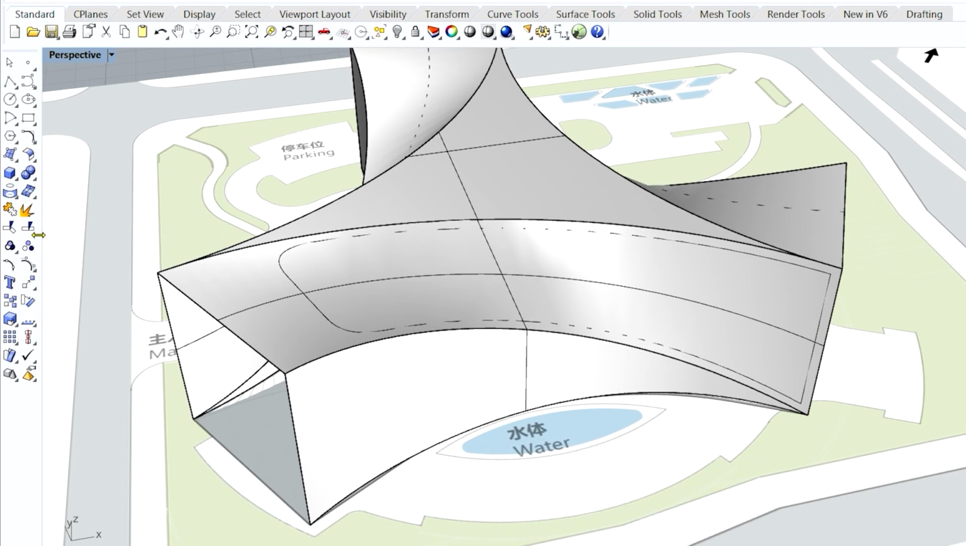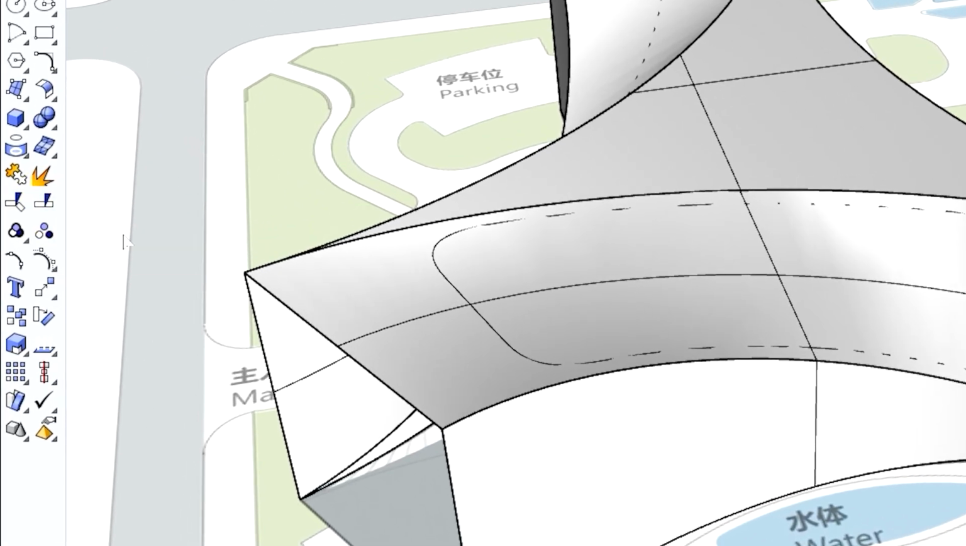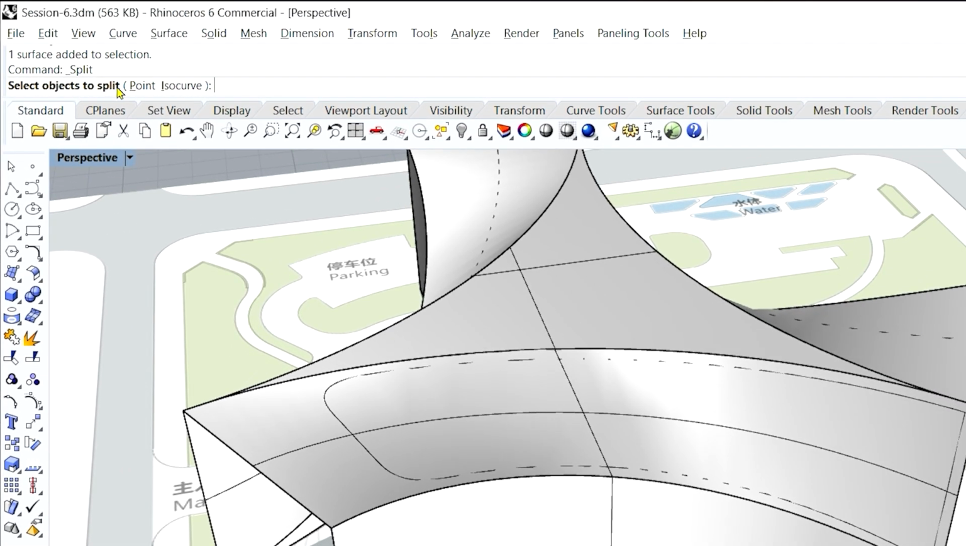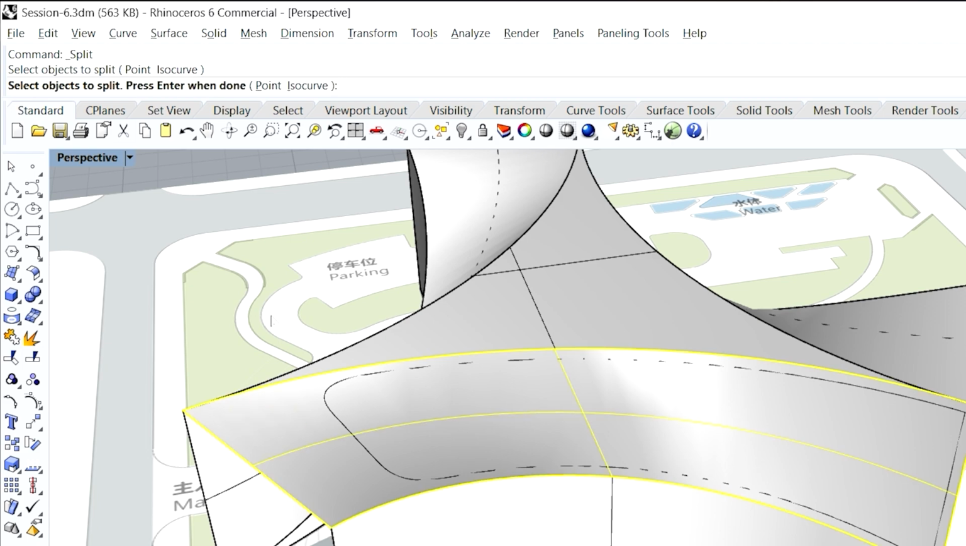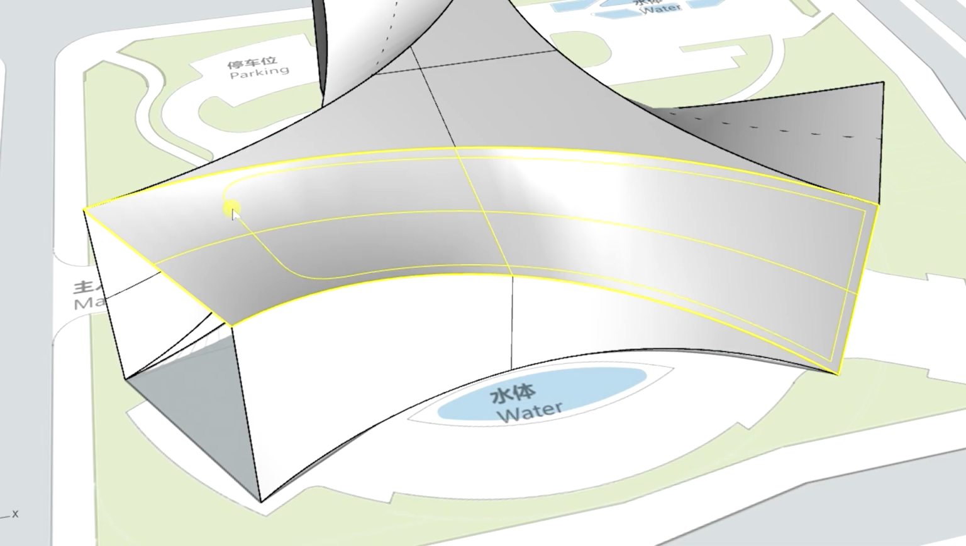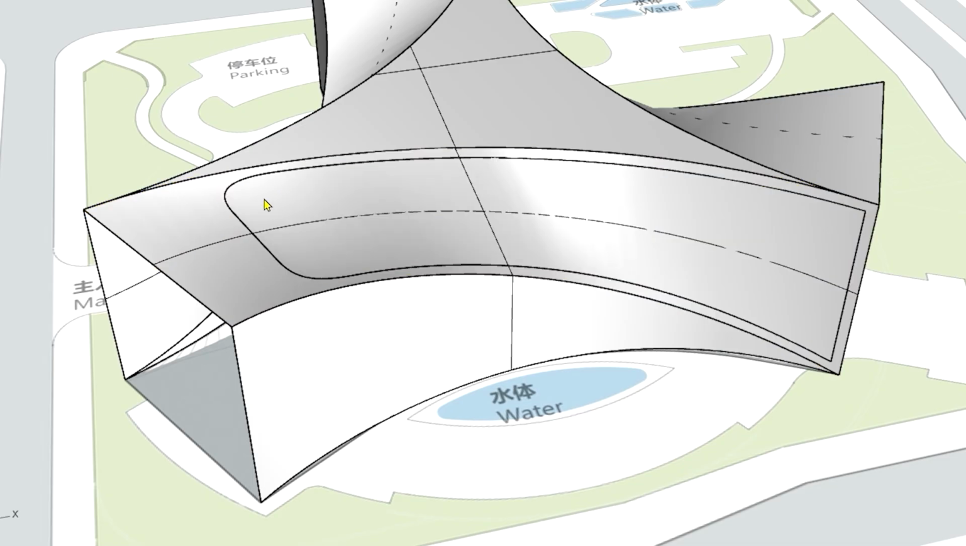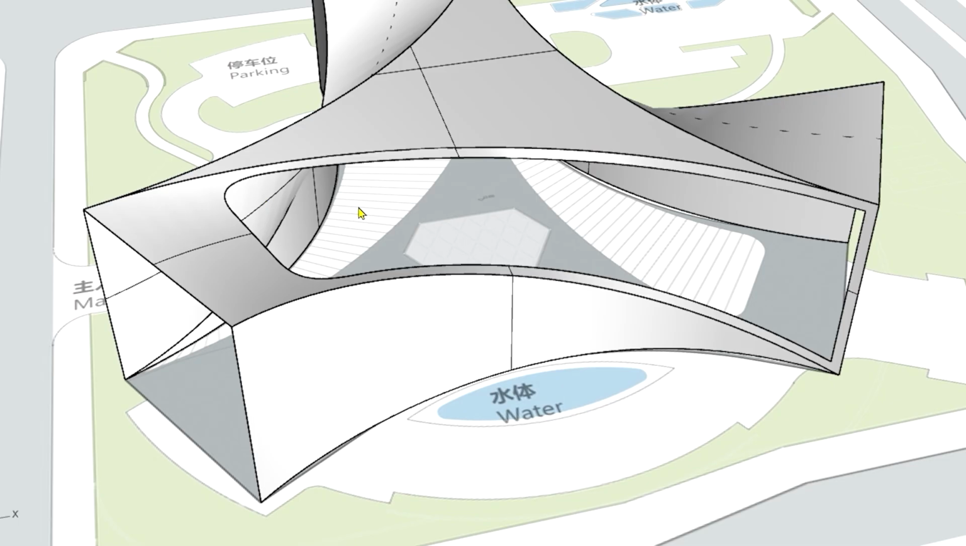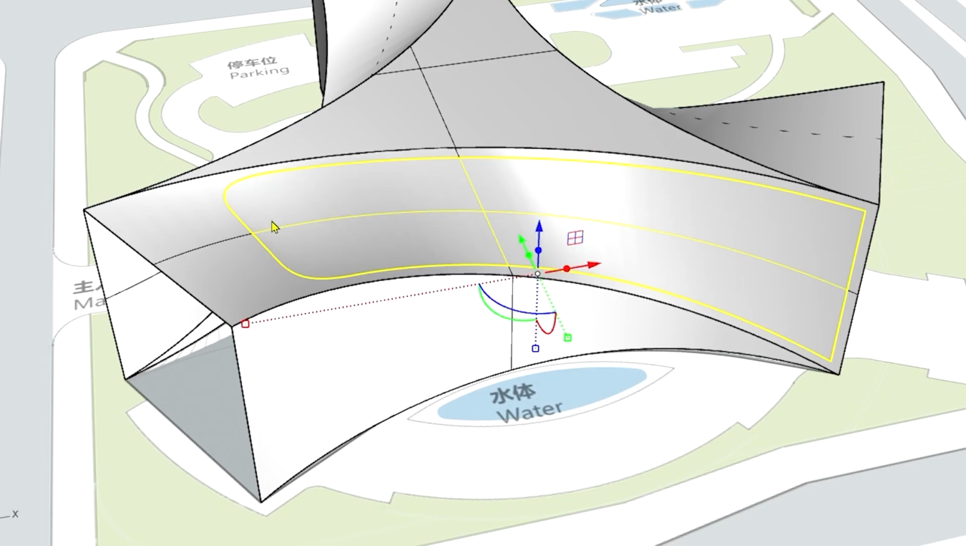So for that, split command, left click, select objects to split. Definitely I want to split my surface. Press enter when done. So right mouse button, then select cutting object. Currently my cutting object is a curve, so I will select this and then right click again, and yes, you can see it's successful. I have easily split my surface into two.